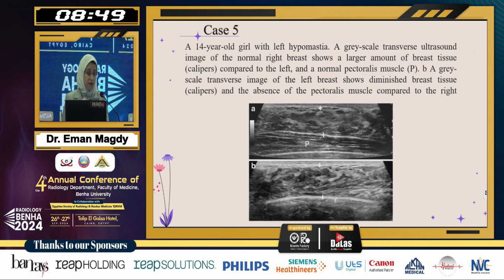Case 5. A 14-year-old girl presented with left hypomastia. Ultrasound shows the normal right breast with a large amount of breast tissue compared to the left one, and a normal pectoralis muscle.